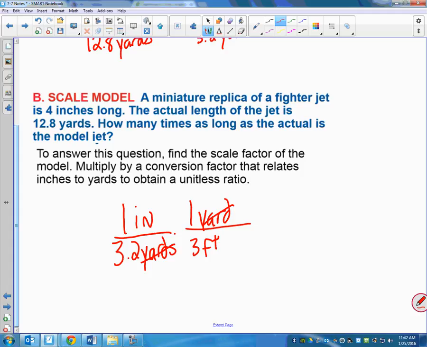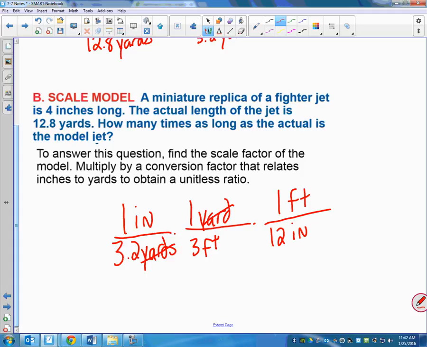But I need to change these to the same unit, so can I change feet to inches? Yeah. How many inches are in a foot? 12. Where am I going to put feet, on the top or the bottom? Top, because I want the feet to cancel, right? Yeah.